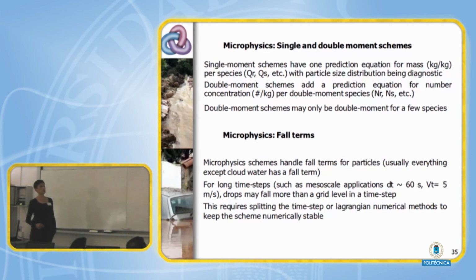And there is also fall terms in microphysics. And actually, what is not cloud has fall terms, and what can go from the particles, except cloud water, can have a fall term. But for long time steps, if you are choosing, for example, 60 seconds, drops may fall more than a grid level in a time step. And that means that we have a problem, then we require splitting the time step or some other process.